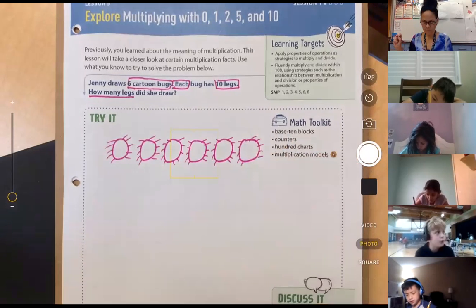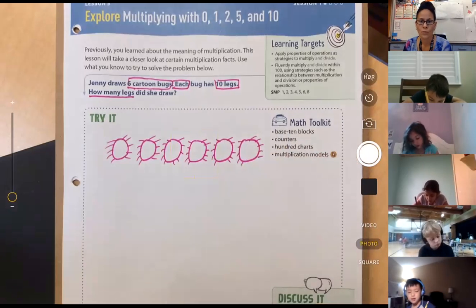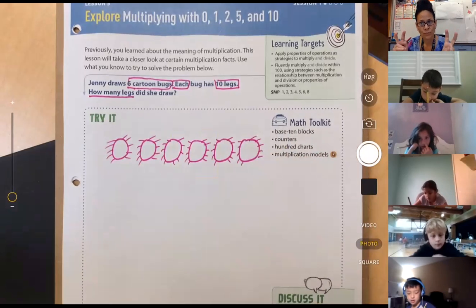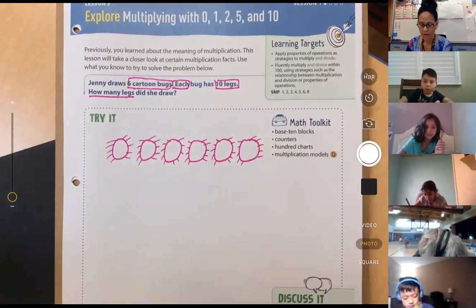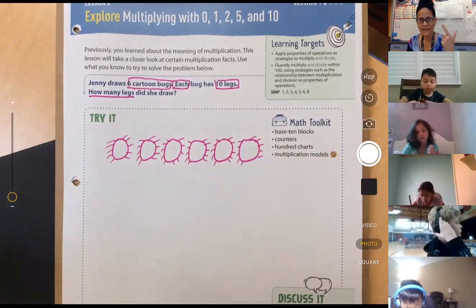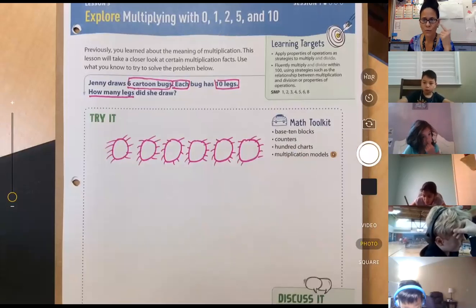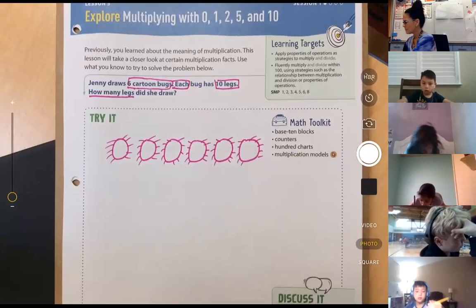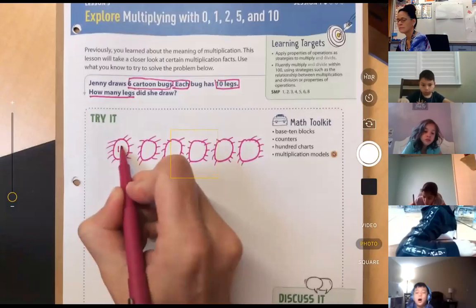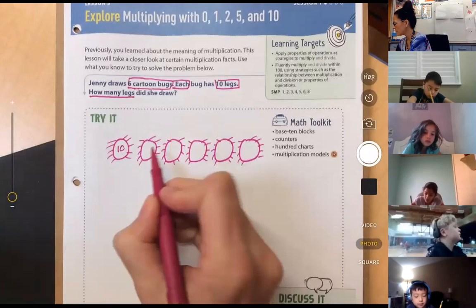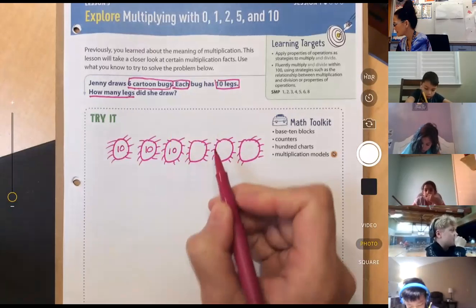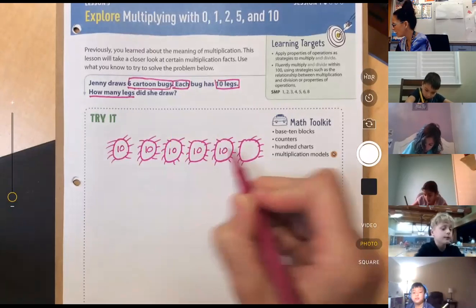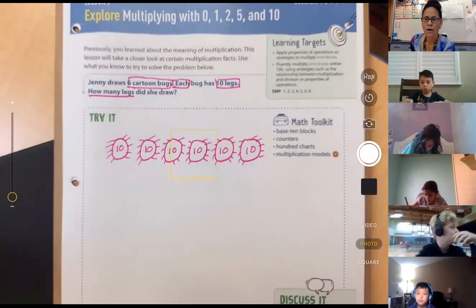All right. So what have I done? I have given each of my bugs or groups 10 legs. So to help my brain, instead of counting all those little legs, what I can do with my bugs is this. I can say this one has 10 legs, and this one has 10 legs, and this one has 10 legs, and so on until all of my equal groups are identified.